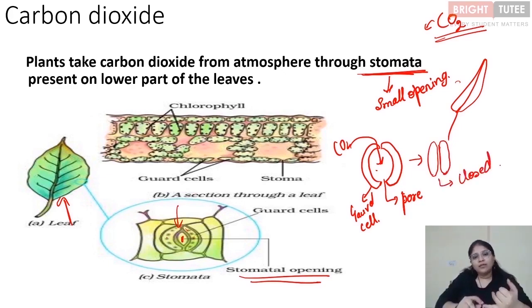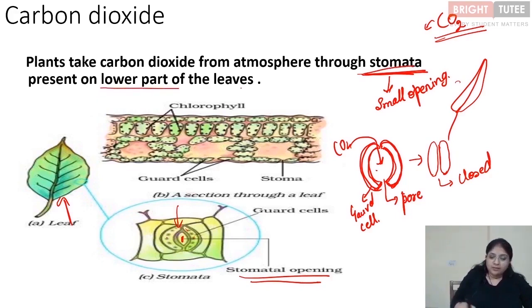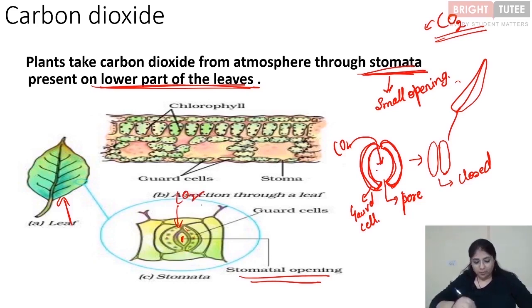So at one place, when the stomata is needed for opening the pore, the guard cells open up and they take in carbon dioxide from the environment, and when it is not needed, the stomatal opening closes, right? So with the help of stomata that is present on the lower part of the leaves, the carbon dioxide goes in, right? And through this stomata only, the oxygen comes out.